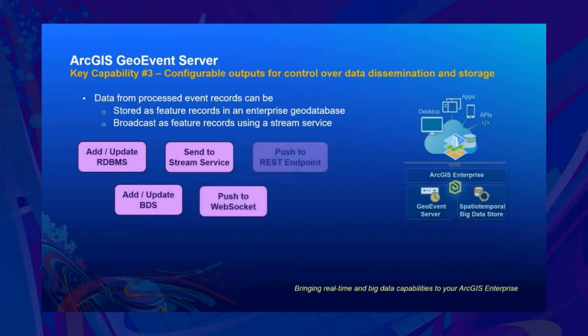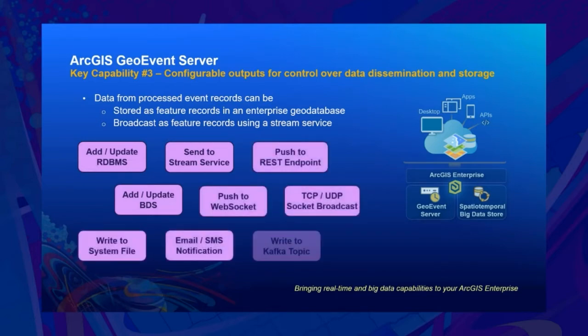We don't have time this morning to delve into all of the different options for data output. GeoEvent Server can push data to an external web server's web service or WebSocket, write data out to a system file, broadcast the data via a TCP or UDP WebSocket, or write to an Apache Kafka topic. There are also options for notification, but now I'm stealing some of Greg's thunder, so I'll yield and let him talk about those capabilities.